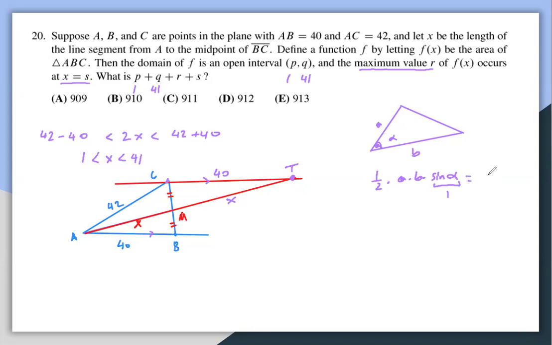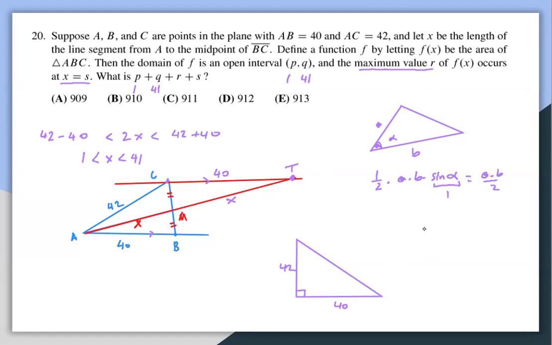If alpha is 90 degrees, the area will be just A times B over 2. And this is the area of the triangle when alpha is 90 degrees. Meaning that when the triangle is a right triangle, that will give us the largest area. So if the angle right here is 90 degrees, then the area will be largest. So let's draw that slightly differently. Based on that reasoning, the area of the triangle will be largest if this is 40, this is 42, and this is 90. And we want to find the largest area, which is going to be R.